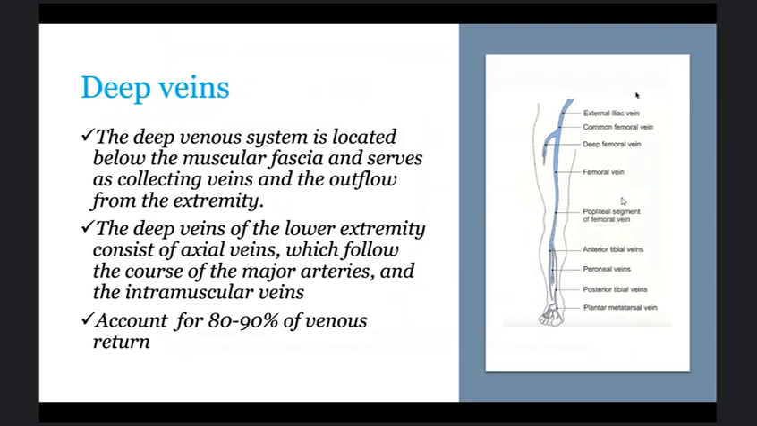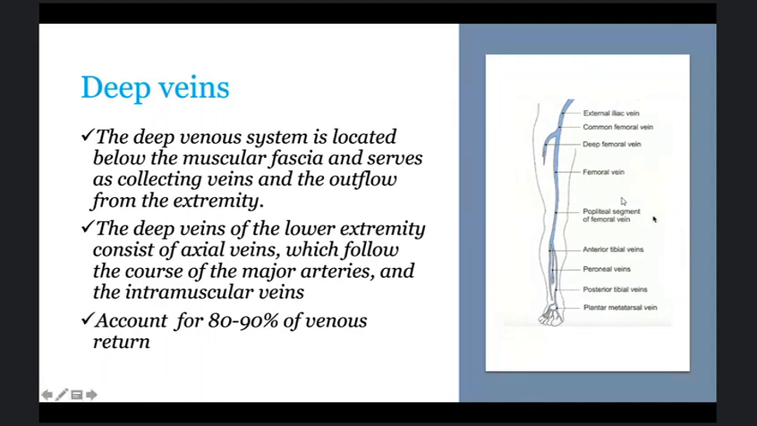Now, what about the deep system? Deep veins. As you know, the deep venous system is located below the muscular fascia and serves as a collecting vein for the outflow from the extremities. Most of the venous outflow, about 80%, from the limbs is through the deep system. The deep veins of the lower extremity consist of axial veins, which follow the course of the major arteries, and the intramuscular veins, as we see here.